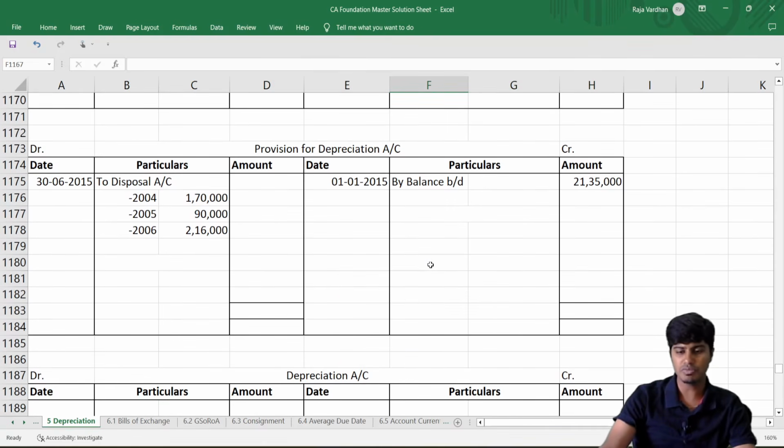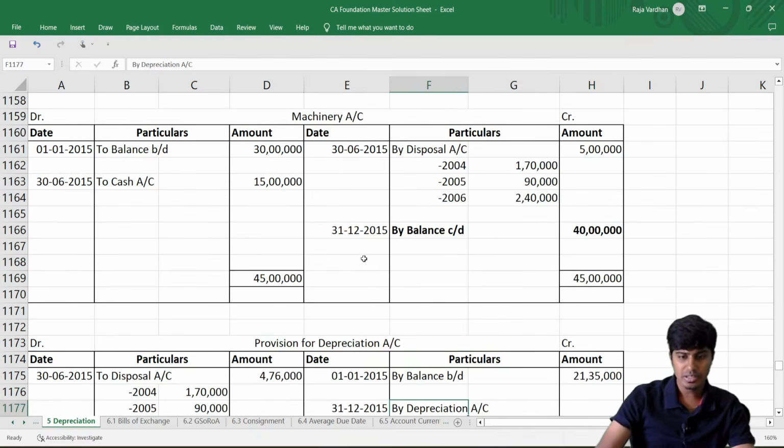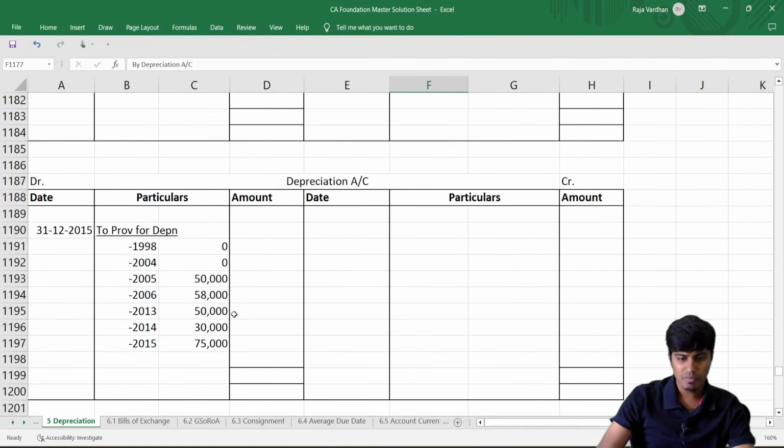Scroll down to see provision for depreciation account. 21 lakh 35,000 is the point, and there is no other further depreciation. Let me take the total here. That would come to 4 lakh 76. Let me write 21 lakh 35,000. There is one item missing. Current year depreciation we didn't write. In our depreciation account, we have depreciated all of this. No, we need to take the total. 2 lakh 63 is the total, right?